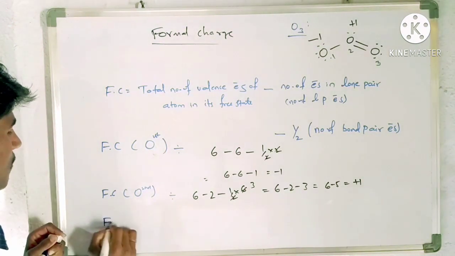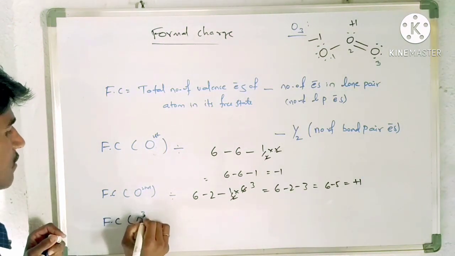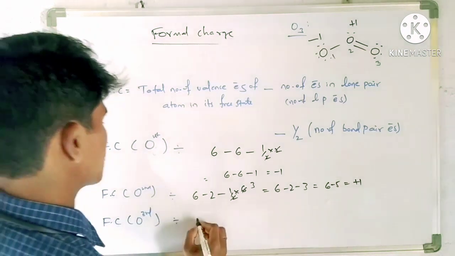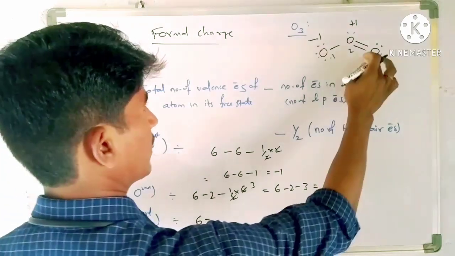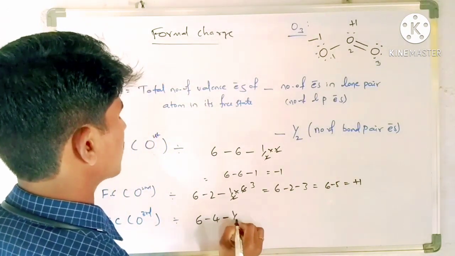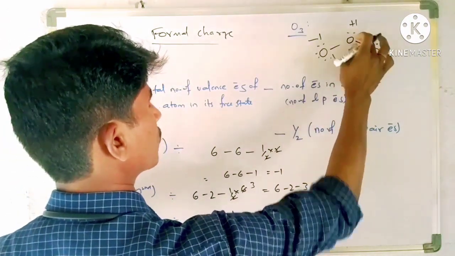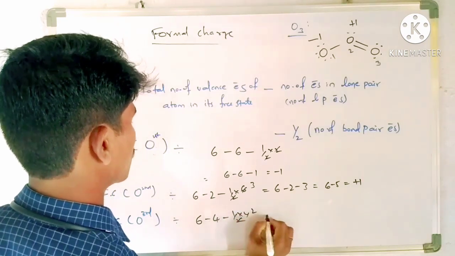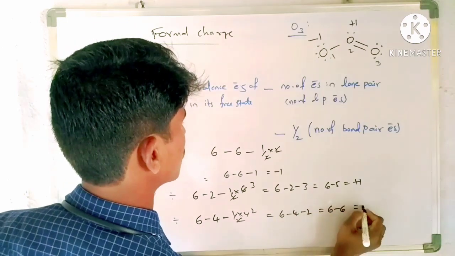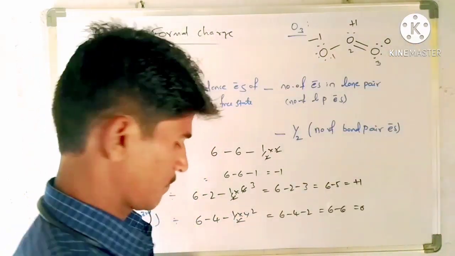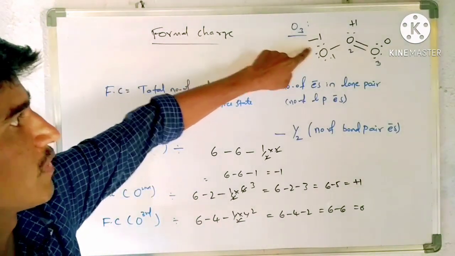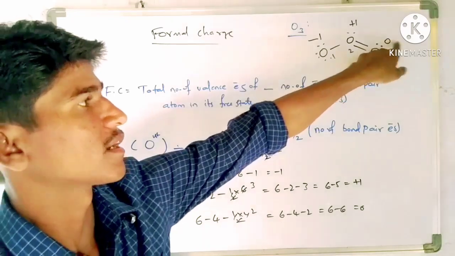And the next, the formal charge of the third oxygen. The number of valence electrons, we know very well, is 6, minus lone pair electrons, 1 2 3 4 lone pair electrons, minus 1 by 2 of the number of bond pair electrons, 1 2 3 4 bond pair electrons into 4, that is equal to 2. So 6 minus 4 minus 2, that is 6 minus 6, equal to 0. For this, the formal charge is 0. So the charge for the first oxygen is minus 1, for the second oxygen is plus 1, for the third oxygen is 0.